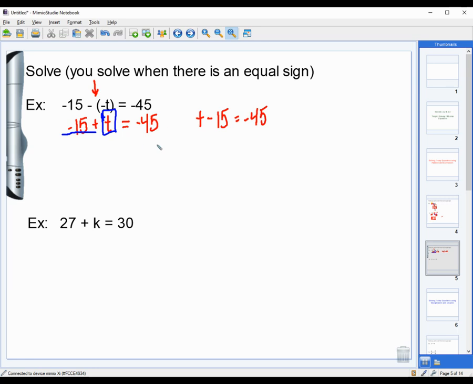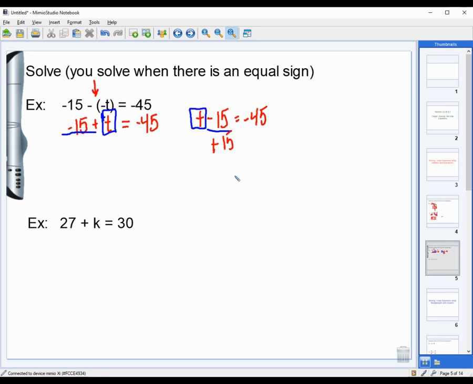Now, again, we're going to outline our box. So there's our present there. Now what's happening to this t? Now it's much easier to see. We are subtracting 15 from our present. So we're going to need to do the opposite of subtracting 15. Okay, so the opposite of subtracting is addition. So we are going to add 15.